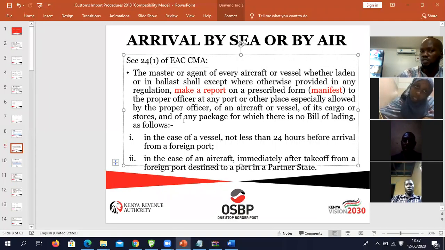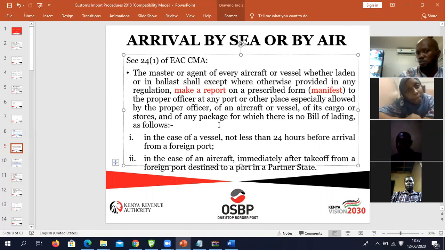And so to read it in complete, the master or agent of every aircraft or vessel, whether laden or ballast, shall, except where otherwise provided for in the regulation, make a report on a prescribed form being the manifest to the proper officer at any port or other place, especially allowed by the proper officer of an aircraft or a vessel, of its cargo or stores, and of any package for which there is no bill of lading as follows. So you will make this particular report in the case of a vessel not less than 24 hours before arrival from a foreign port. So within 24 hours before arrival, you'll have made this particular report.